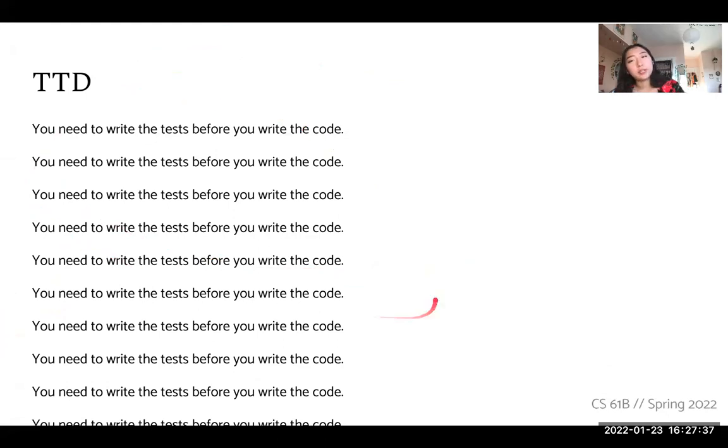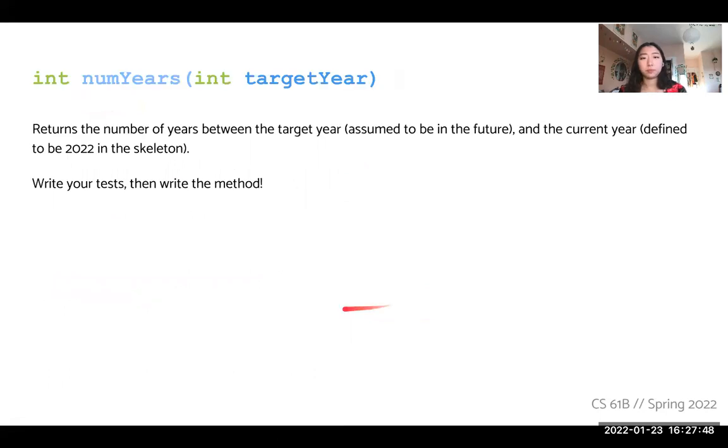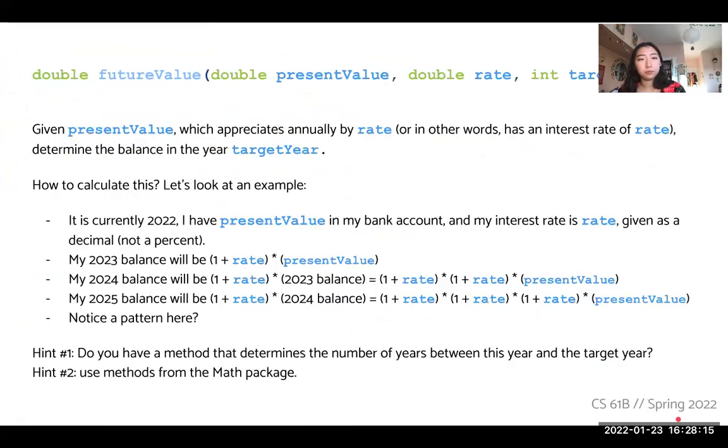So with compound interest, I'm going to explain every single method right now, but I need you to go write tests for each method before you try writing the methods. We'll start with num years. This is, I think, a more straightforward method. Basically, it returns the number of years between the target year, assumed to be in the future, and the current year, which is 2022 in the skeleton, because it is 2022. Again, write your tests, then write this method. You can use JUnit assert equals to test whether num years is working.